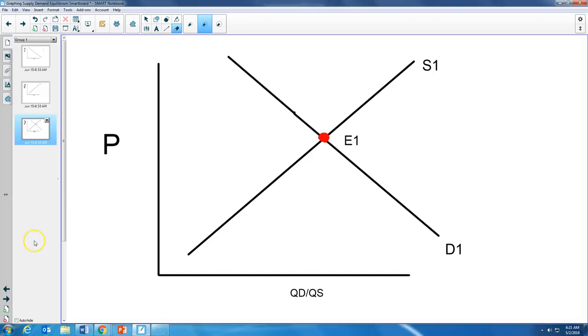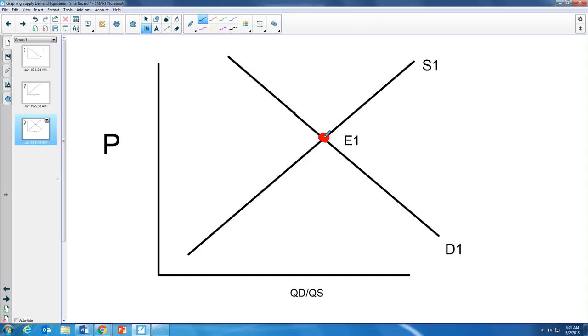Alright, so now we're going to put together what we learned about graphing demand and graphing supply. And as you can see here, we have both of those curves on the same graph. And so here is your demand curve. I've labeled that D1. And here's your supply curve that I've labeled S1. And right here in the middle, where they intersect, we are going to call that equilibrium.